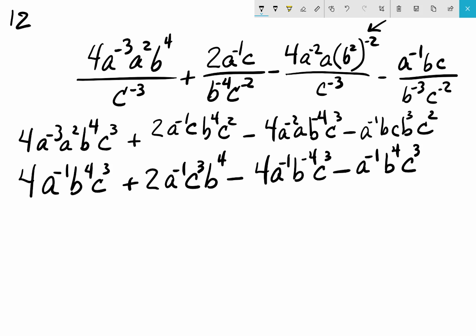All right, you're going to look at each term and see if there are any terms that have the exact same letters with the exact same exponents. The first one has a to the negative 1, b to the fourth, c cubed. The second one has a to the negative 1, b to the fourth, c cubed. So these are like terms. Keep going. This one has a to the negative 1, b to the negative 4, c cubed. That is not like the others. The last one has a to the negative 1, b to the fourth, c cubed. That has the same exact variables as the other two and the same exact exponents, and that's what it has to have in order to be a like term.